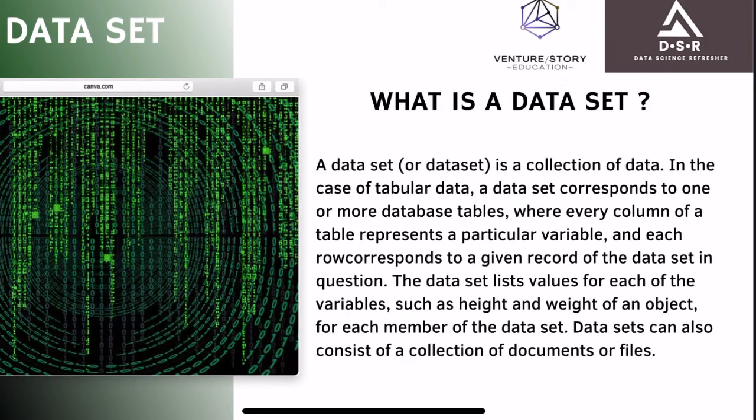As you can see, we have to discuss a little bit more about the data set. A data set, if you want to put it in a definition, is a collection of data. In the case of tabular data, a dataset corresponds to one or more database tables, where every column of the table represents a particular variable, and each row corresponds to a given record of the dataset in question. The dataset lists values of each of the variables, such as height and weight of an object, for each member of the dataset. Datasets can also consist of a collection of documents or files. So this is the basic definition of a dataset. A dataset is just the collection of the data that is under investigation.